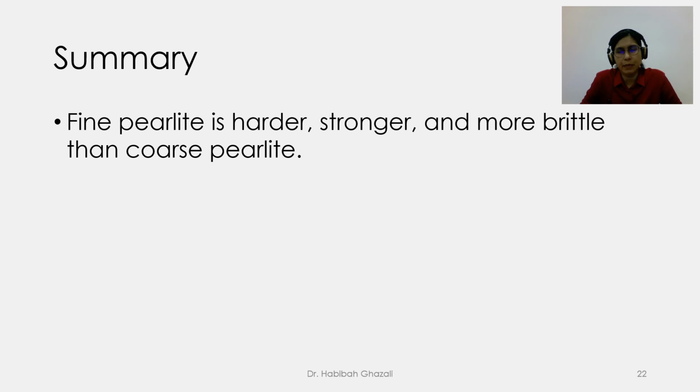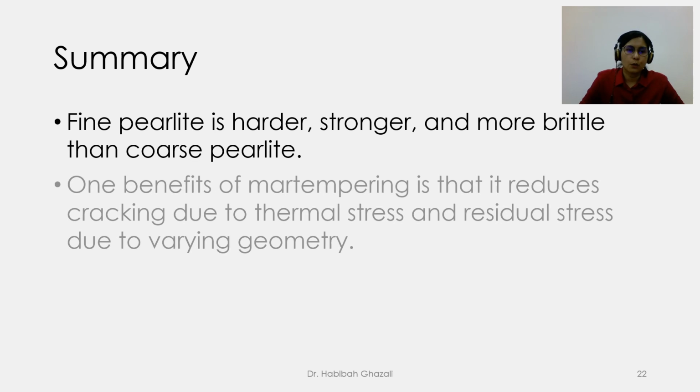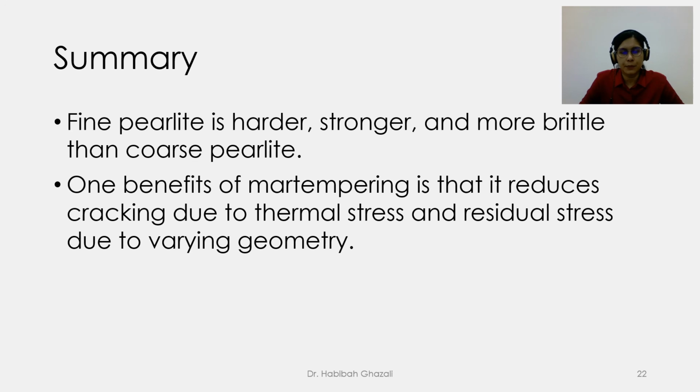Using the TTT diagram, we've also learned that we can design a heat treatment process that will produce pearlite microstructure, and pearlite can be divided into two, coarse and fine pearlite, that transform at different temperature ranges. We've also learned about the Martempering process, a heat treatment process that involves a modified quenching procedure that can eliminate the effect of stress and strain generated from the steel quenching process.